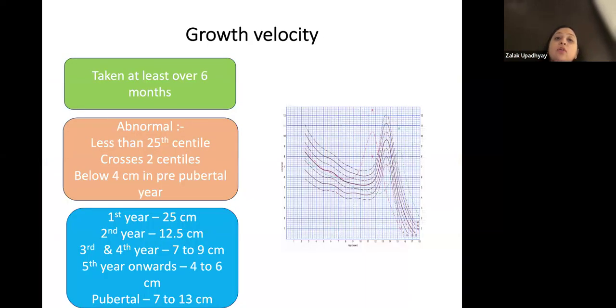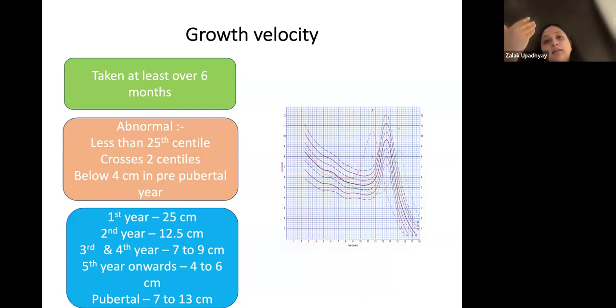Okay. So growth velocity is better taken over 1 year, but at least over 6 months. When is it abnormal? Less than the 25th centile, or when the child crosses 2 centiles downward, and anything below 4 centimeters per year before puberty. During puberty, 4 is not acceptable. The growth spurt, I told you, the range is different. But after 5 years, as I told, around 5 to 6 centimeters they should grow. Anything less than 4 is abnormal during those years.